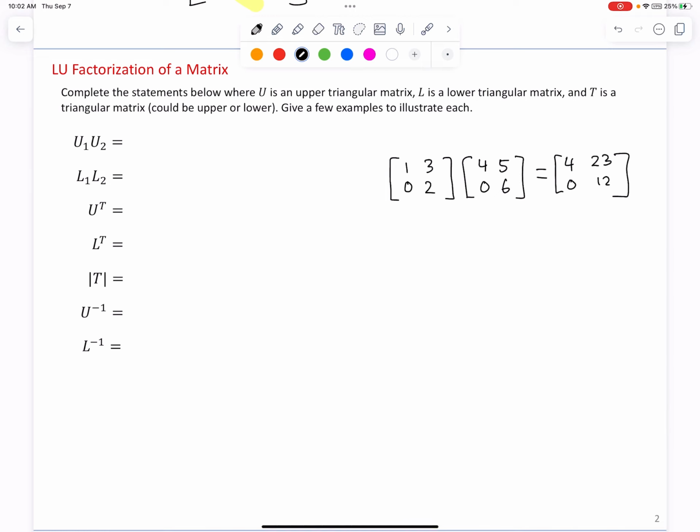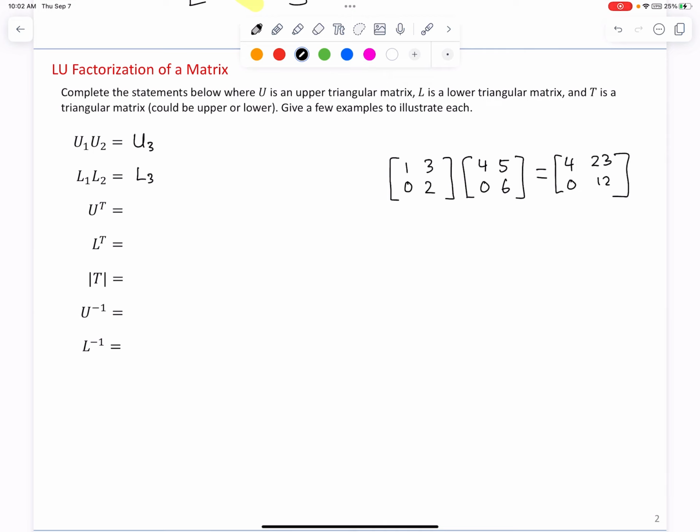I want you to observe something, that when you have an upper triangular matrix, you multiply it by another upper triangular matrix, you get an upper triangular matrix again. So we'll say that the result over here is some U3. This is simply trying to say that an upper times an upper will still be an upper. I'll leave it to you to verify with some examples that a lower times a lower will still be a lower. So we'll go ahead and just write L3 here.